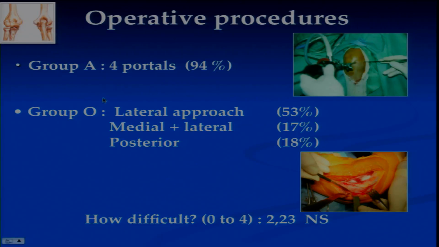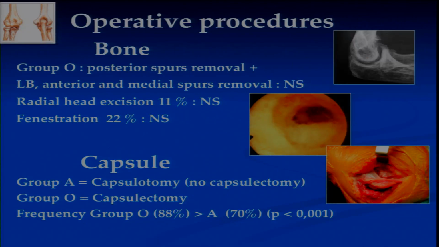Just to note that in the open procedure, some people have been operated by the lateral approach, some by the medial one, and some by the posterior one. In the experts' hands, when you classify the difficulty of the procedure from 0, very easy, to 4, very difficult, it was not significantly different, but with a mild difficulty for all the practitioners. The operative procedure, just to show you that the bone was more resected in the open group. The capsule was always resected fully in open surgery and not in the arthroscopic group, where only capsulotomy was performed.